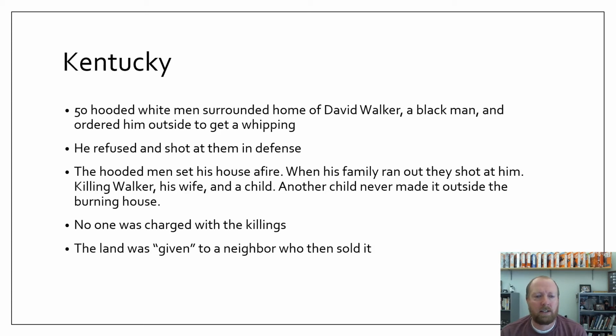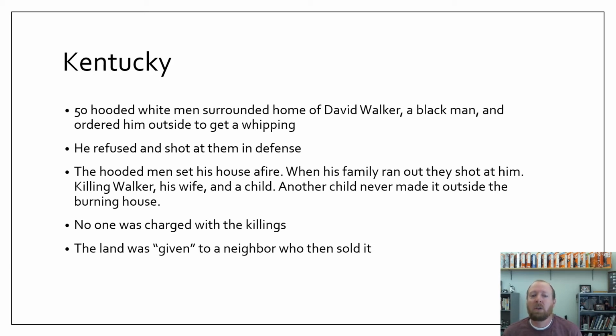There's stories of great atrocities, specifically atrocities trying to steal land legally and illegally from blacks who were able to buy land. So an example in Kentucky, 50 hooded white men surrounded the home of David Walker. He was black, and they ordered him out of the house to give him a whooping. Now, there was no legal reason. He wasn't under arrest, but these hooded men stood there, and so he refused, and in self-defense, he shot at them.